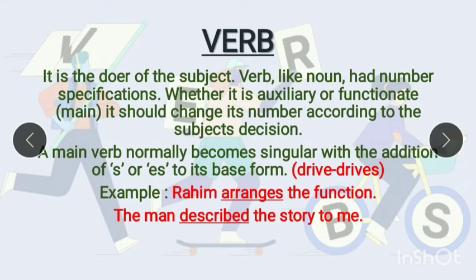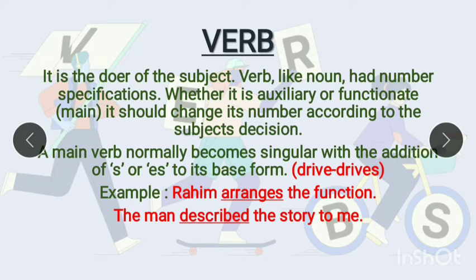Nouns have number specifications. Adding s to nouns makes them plural, but adding s to verbs makes them singular. A main verb normally becomes singular with the addition of s or es to its base form. When we add s at the end of a noun, it takes the plural form, but in the case of verbs, it is vice versa. Here drive is plural, and when we add s, drives means singular.